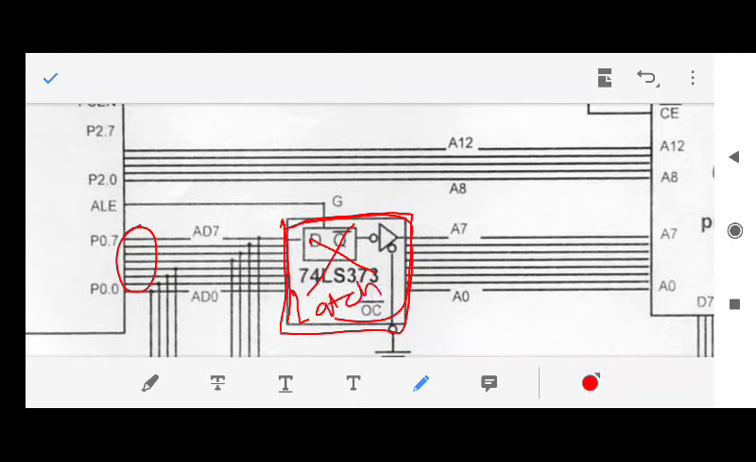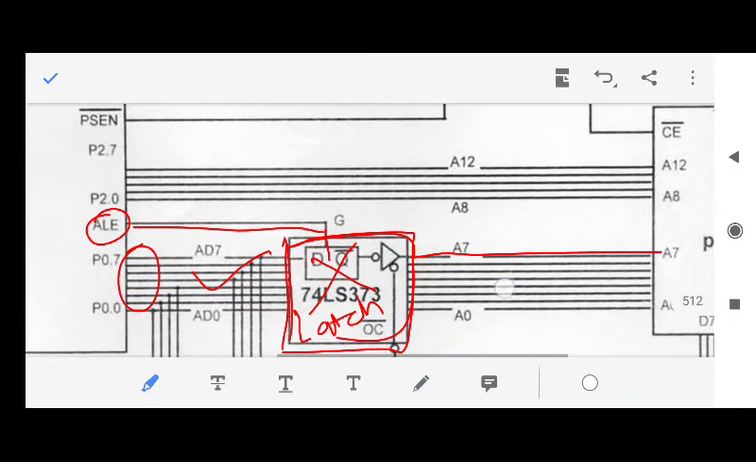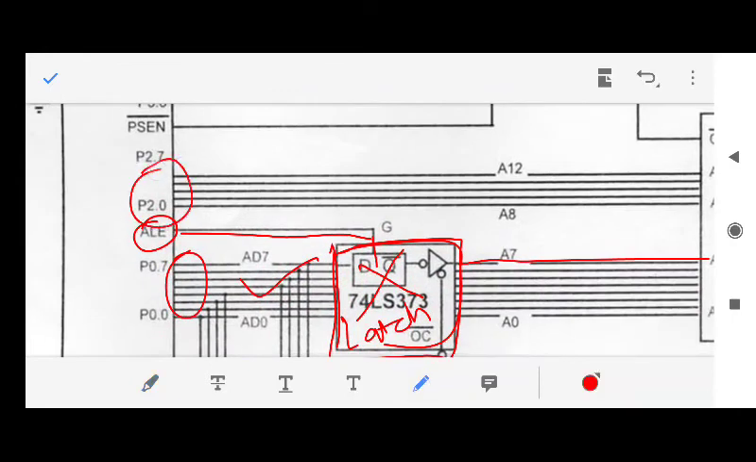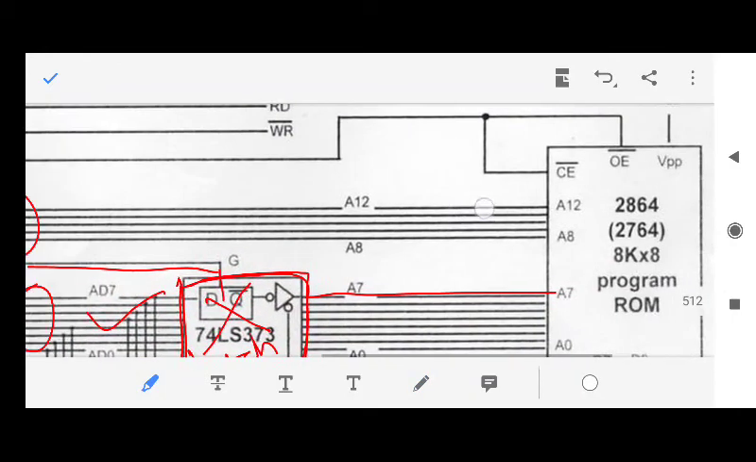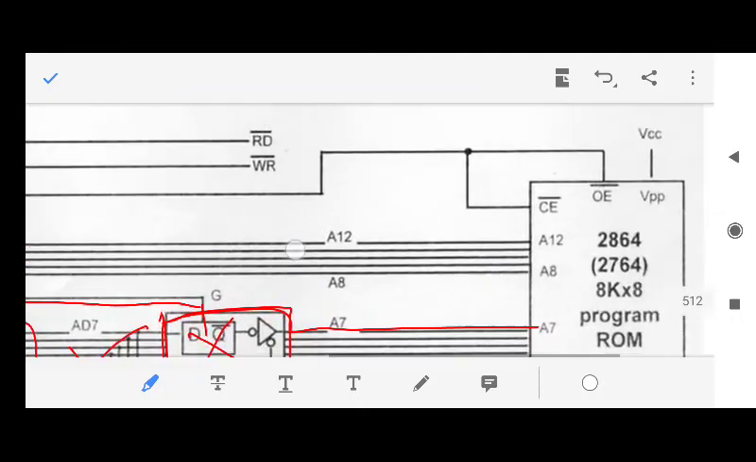It's very easy. Now how to enable the latch? You have a special pin known as address latch enable that will differentiate whether this is address or data. After the latch, they are connected to the address pins. And the remaining address pins of port 2 are directly connected. It's very easy.